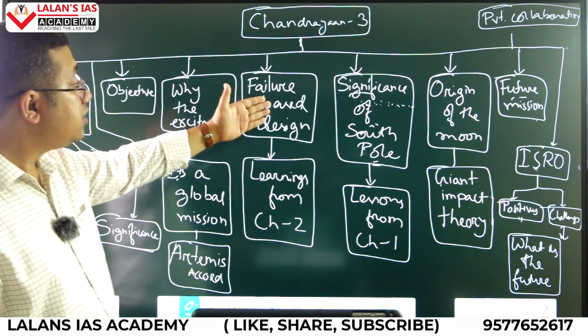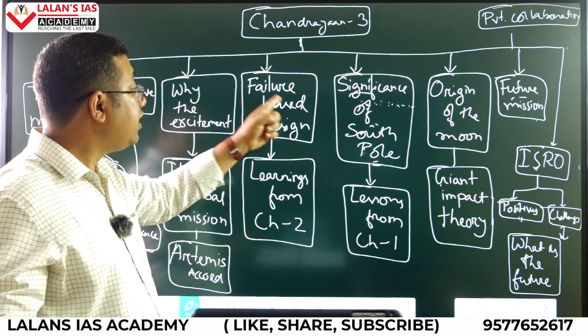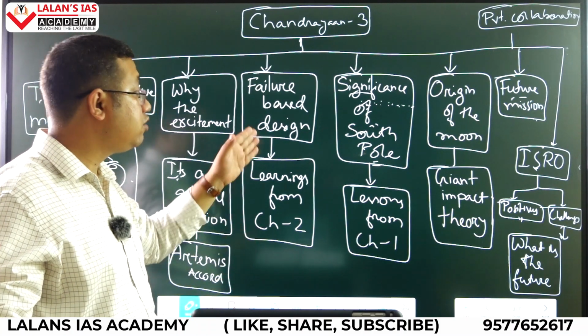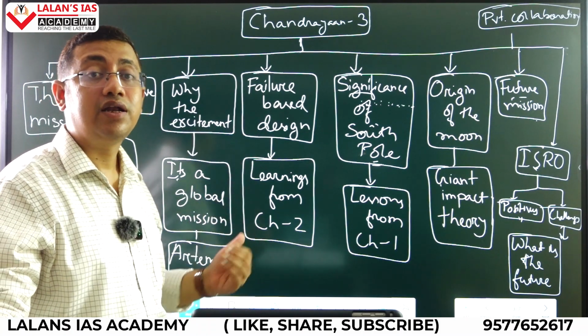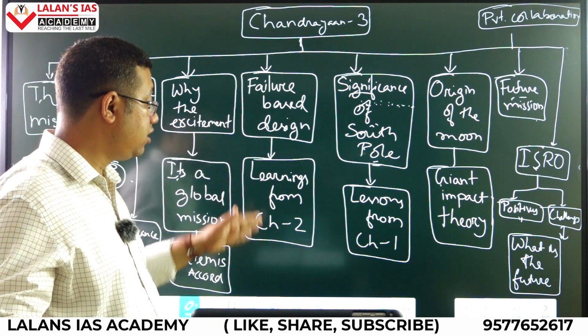Then this is very interesting. Here the design is called failure-based design. Why is it so? Because we have learned from the failure of Chandrayaan-2. Now it is not a success-based design. We will delve into this further.